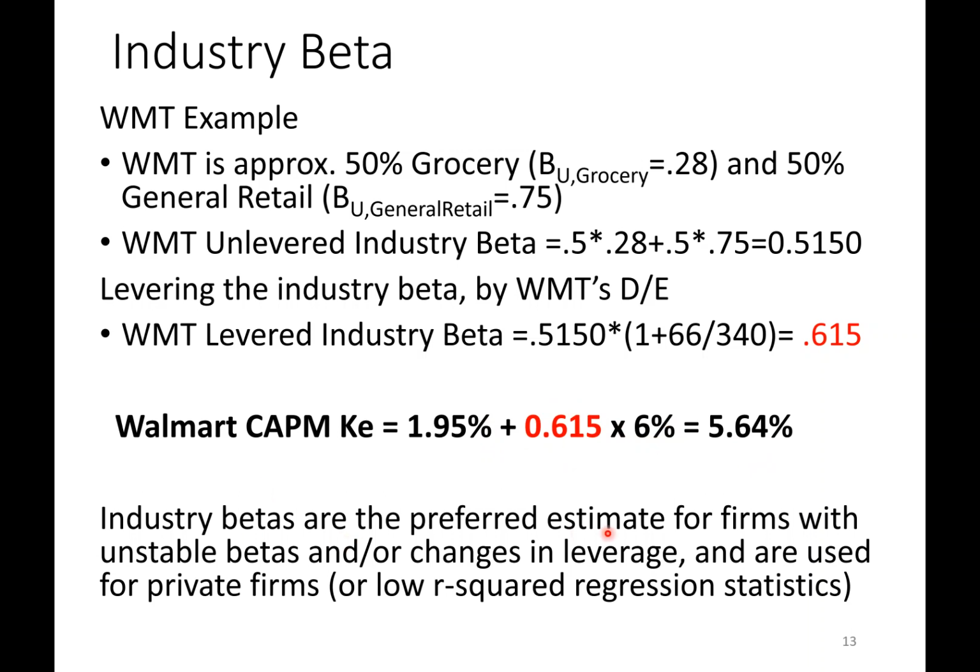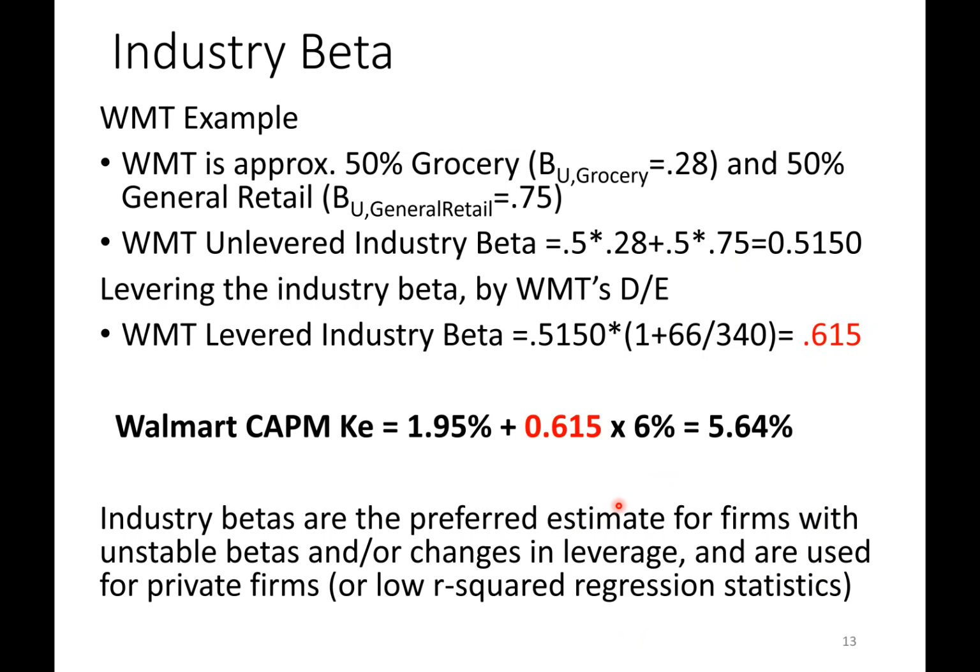Now, industry betas are the preferred estimate for firms with unstable betas, meaning they're changing all the time, or changes in leverage. Say the firm just recently delevered or increased their leverage, so the historical data regressions are no longer useful. They're also used for private firms. So if you're going to launch a brand new Walmart that's a private company, I would use something like this with that firm's D/E ratio. Also, if I calculate regression betas and I'm getting those regression R squareds of less than, say, 10-20%, I'll just default to an industry beta.